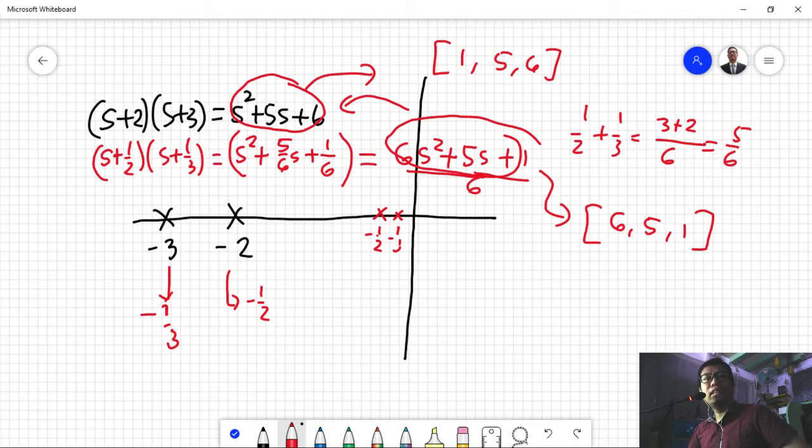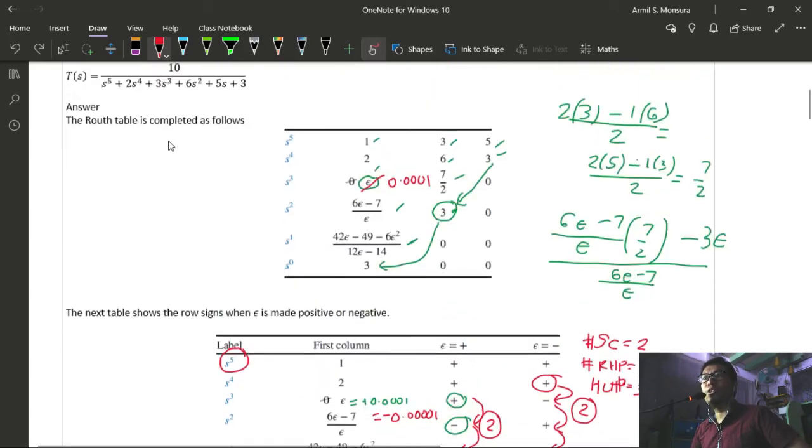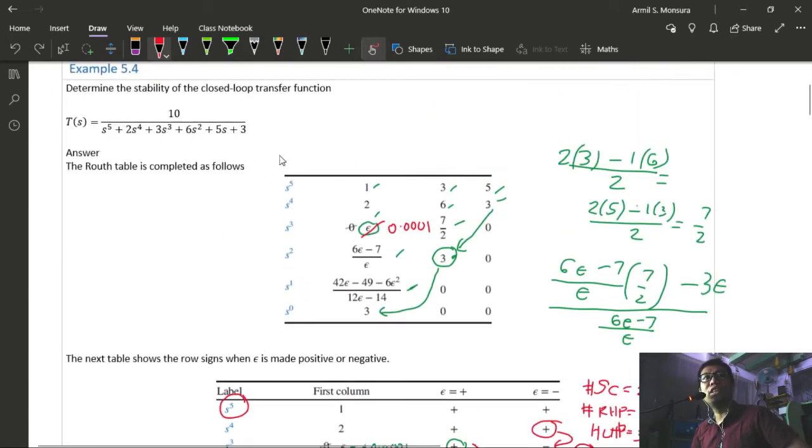What we will do is write your denominator using the reverse coefficients. In that way, we get the location of the reciprocal of the roots. And again, the reciprocal of your roots does not change whether it is in the left half plane or in the right half plane.